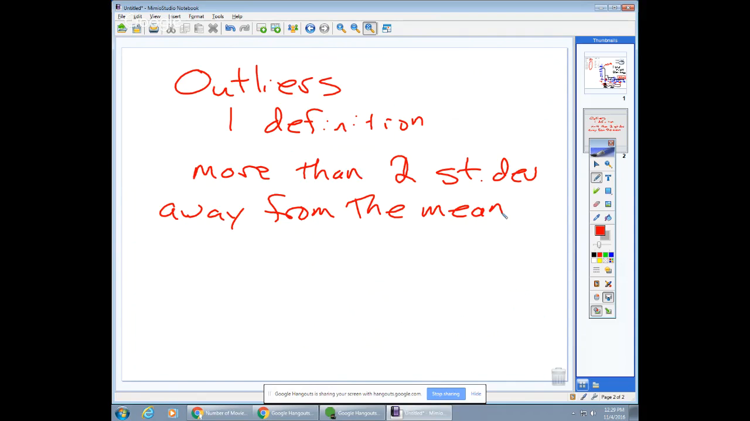Okay. Now we could be 2 the other way. Things can be unusually low. Okay. Now for us, because we get negative numbers when we try to go 2 standard deviations to the left, we don't have any outliers to the left. But outliers can be unusually large or unusually small. Okay.